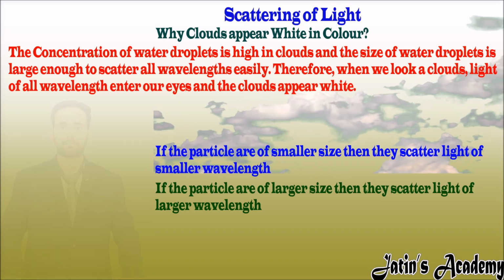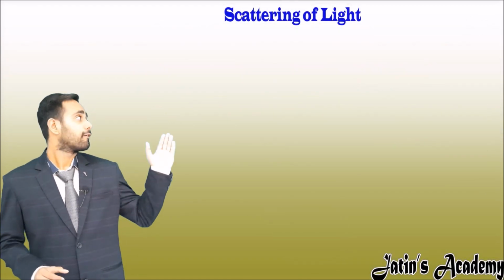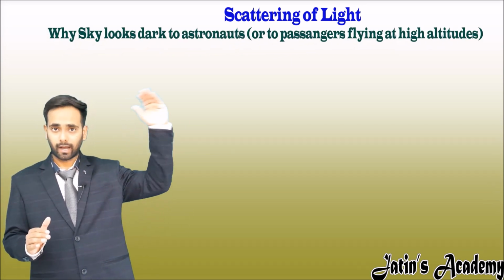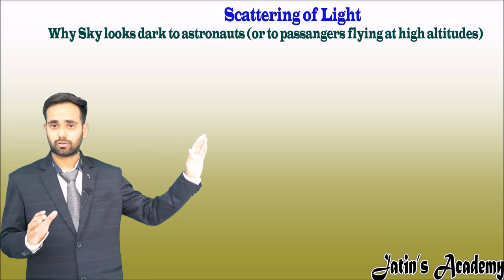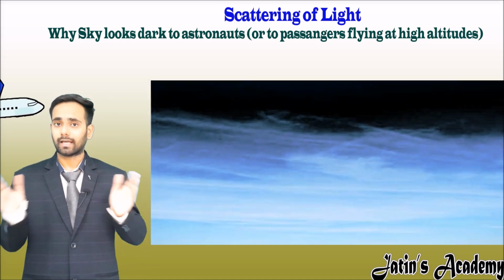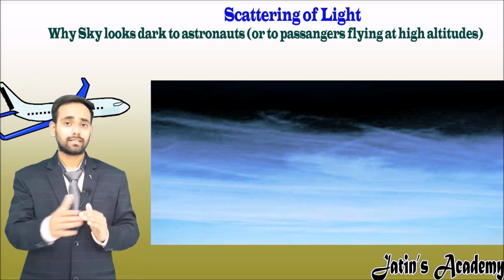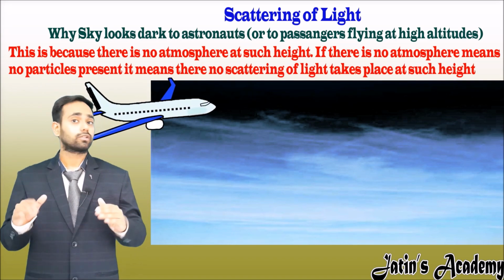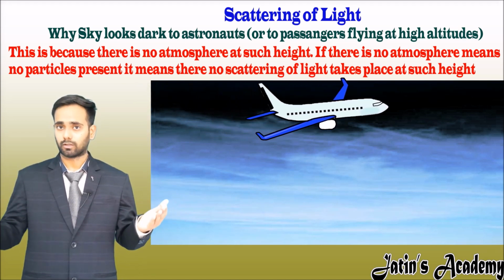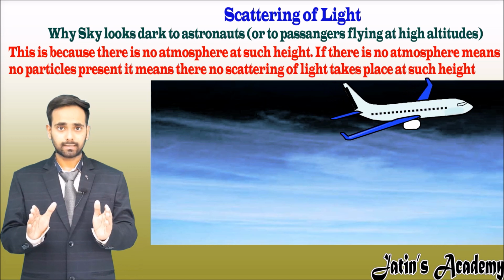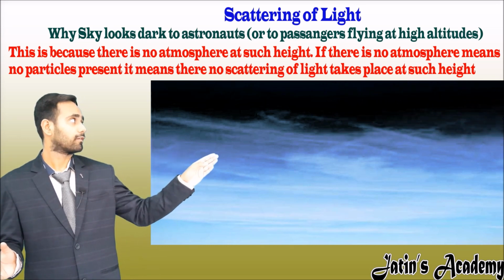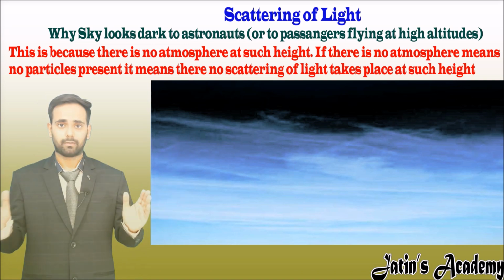So we are able to see the clouds as white in color. Our next question is, why does the sky appear dark to a person flying at a high altitude or an astronaut? For example, a person is flying at a high altitude or an astronaut is in space. There is no atmosphere in space, so there are no particles in space. Particles means oxygen molecules or water molecules. If there is no particle in space, then there is no scattering of light, and if there is no scattering of light, there is darkness in the environment.